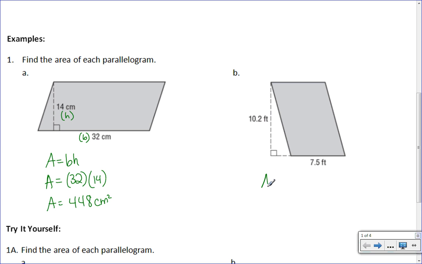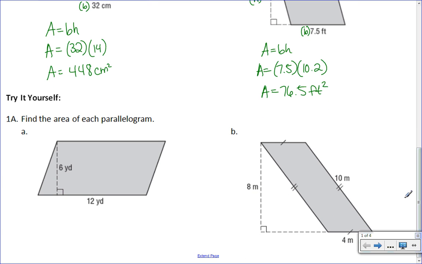Let's do the same thing for B. So again, we have the formula A equals BH. And here, again, the only side that we actually know the length of is 7.5. So this has to be the base. And then that would make this length the height, because it goes from this base to the side opposite the base, and it makes a right angle. Even if it's not drawn inside the parallelogram, it can be drawn outside, it's still the height. So we'll replace the B with 7.5, and we'll replace the H with 10.2, and we'll multiply 7.5 times 10.2, get an area of 76.5, and this one will be square feet.